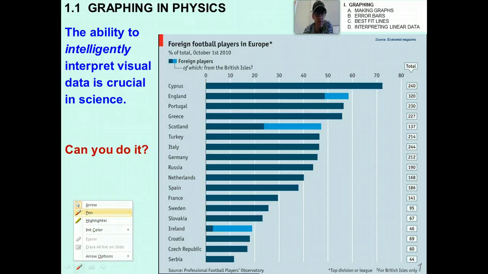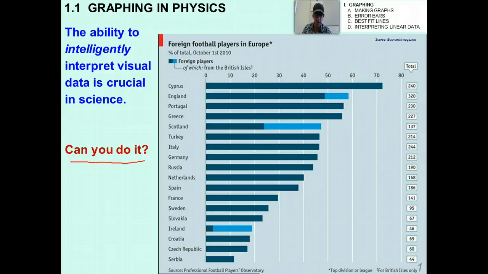Okay, so the first thing we're going to do is I'm just going to show you guys a few different types of graphs and the visual display of quantitative information, and we'll critically evaluate them and try to get an idea of what kind of data they're trying to represent. This ability to intelligently interpret visual data is absolutely critical, and so my question here is, can you do it? I know most of you can.